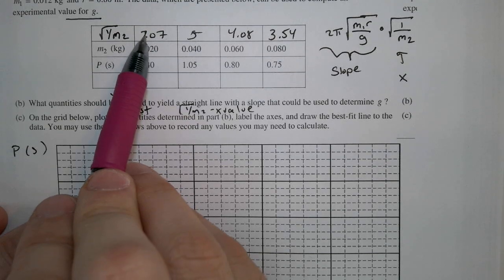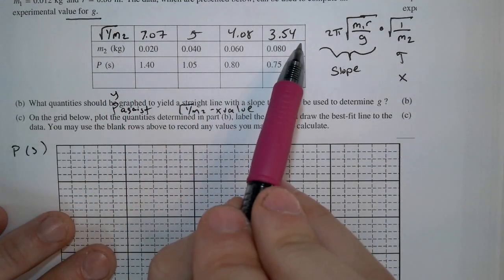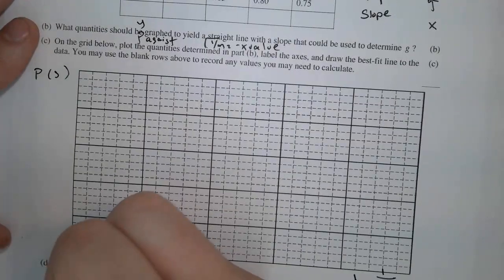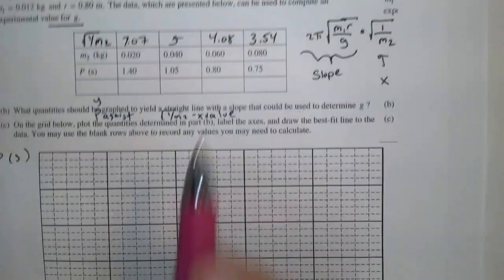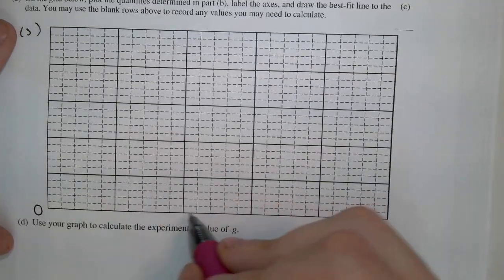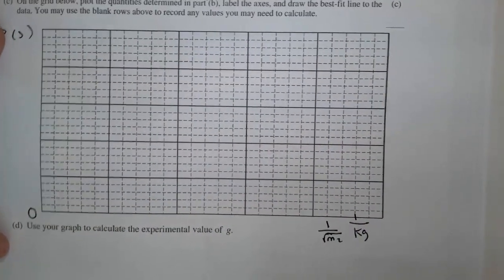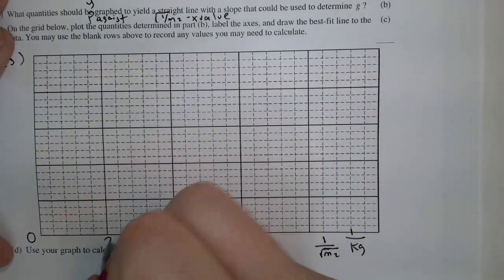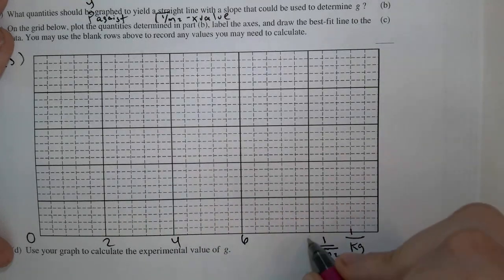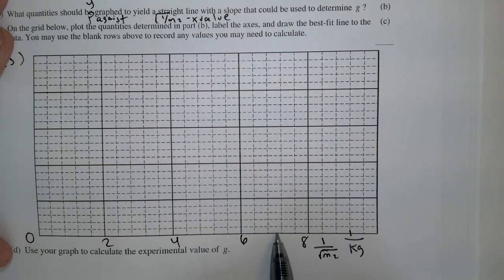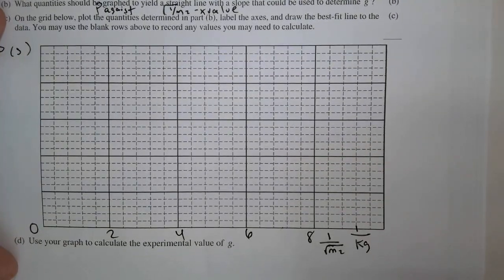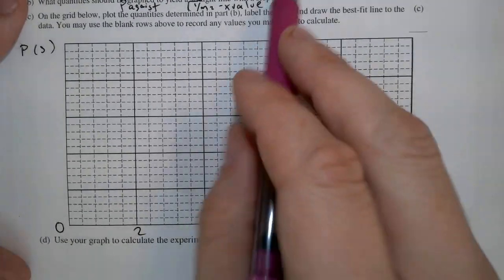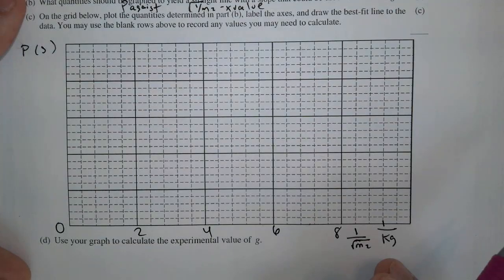We got 7.07 to 3.53. We should probably start at 0 because this had no y-intercept. So we have 0 here, and I have to go from 0 to 7. If we counted by 1, 2, 3, 4, 5, that's not going to do it. If we count by 2s, 2, 4, 6, 8, we should be covering more than half of the graph with that, so I think we're okay. Maybe not with 3.54. Maybe I should pick a different number.